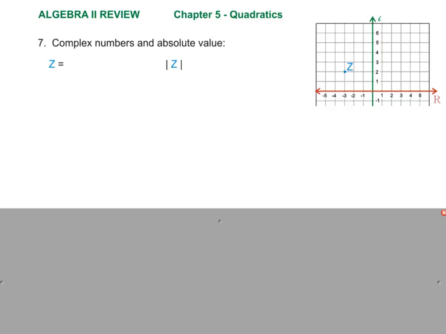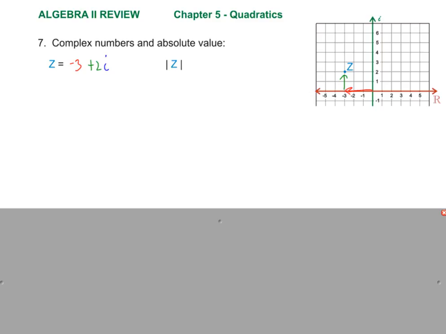Okay, how about some complex numbers and absolute value? Pretty simplistic. Remember, complex numbers, you have the real axis and the imaginary axis on a complex plane. That's pretty simplistic. So what is the real value? The real value of this is a negative 3. And what is the imaginary value? Positive 2i, right? That's pretty easy.